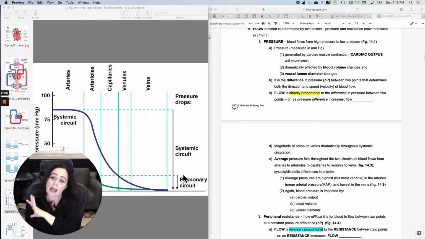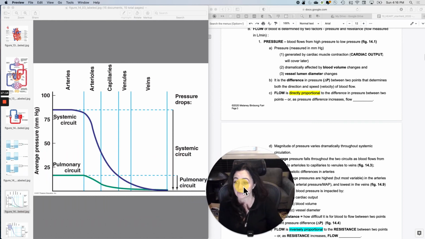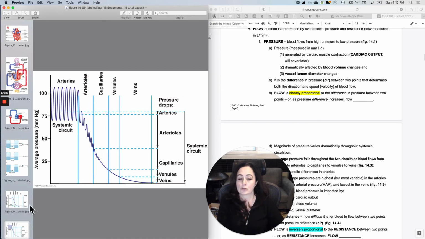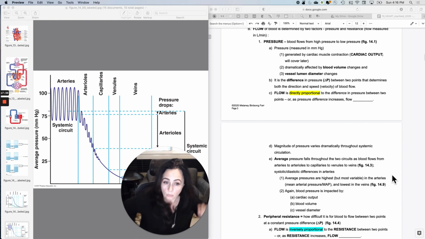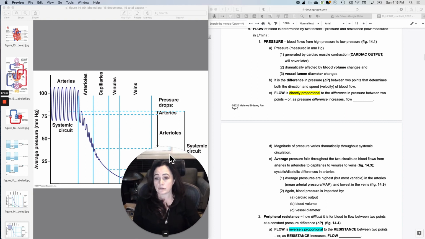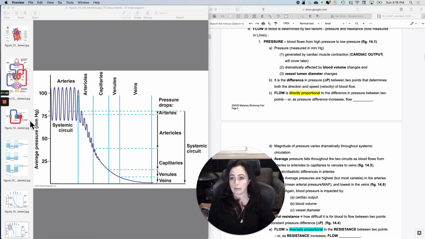The average pressures are highest in the arteries, but they're also most variable in the arteries. So instead of looking at average pressure, let's take a whole bunch of data points and look at just the systemic circuit and look at how the pressure actually is, not average pressure. Okay, so the pressure is highest in the arteries for sure. The average pressure is highest, but it's also very variable in the arteries. And so this accounts for systolic and diastolic pressures. So you guys have done this in lab, but let me reiterate because it may have been a minute since you've done it.